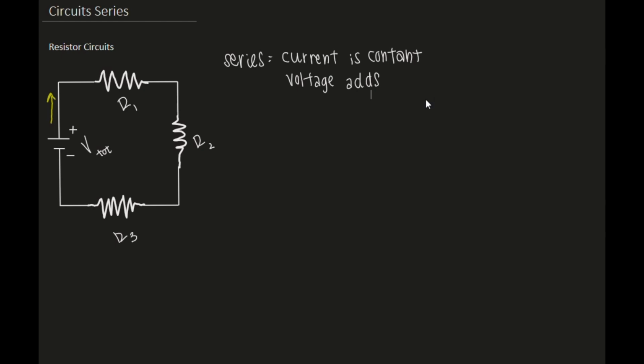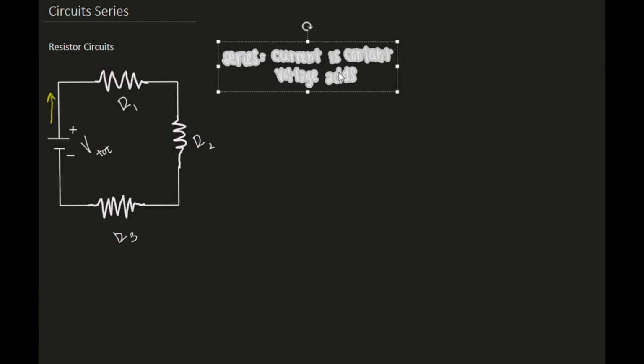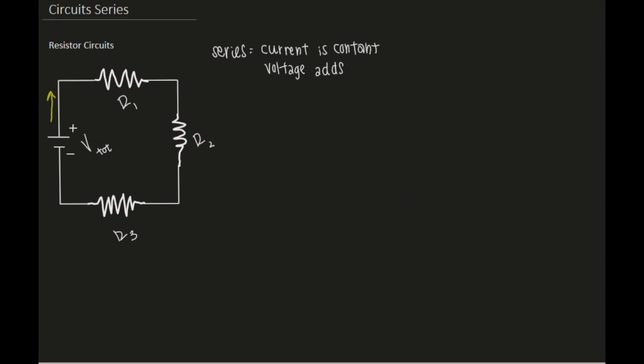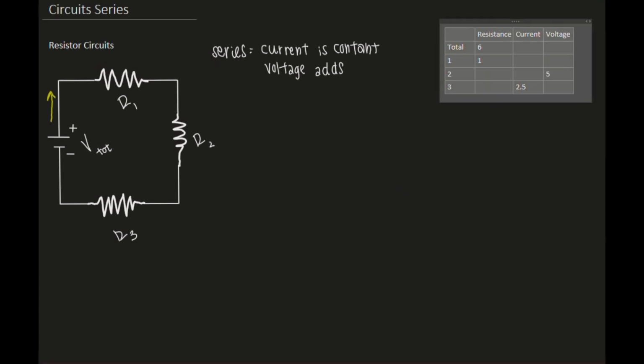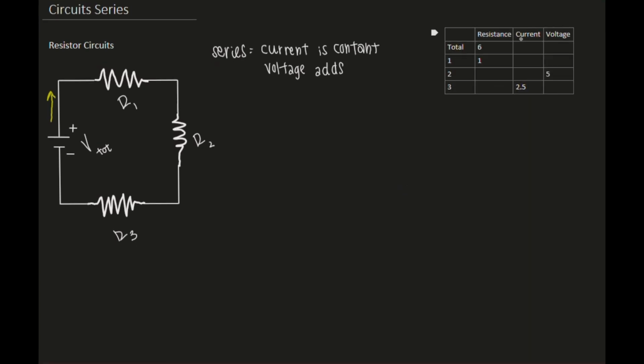So to get a better understanding of this, we're going to look at an actual example. So let's say we give values to parts of this circuit where we know the total resistance is 6, and the unit for resistance is ohms. So we denote that there. The resistance of resistor 1 is 1 ohm. The current at resistor 3, oops, sorry, that's not ohms, it's 2.5 amps. And the voltage at resistor 2 is 5 volts.